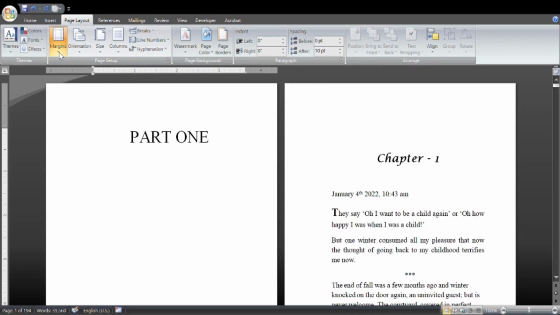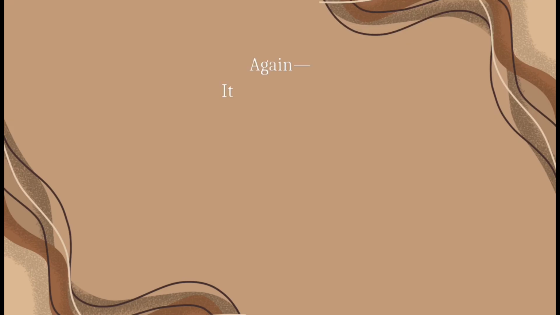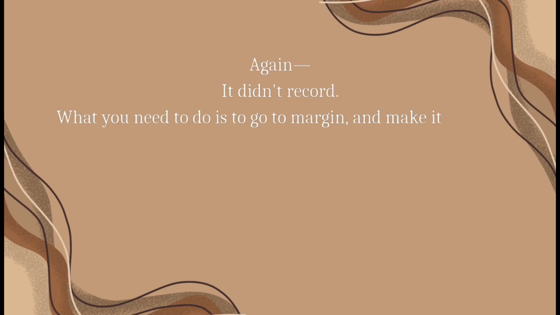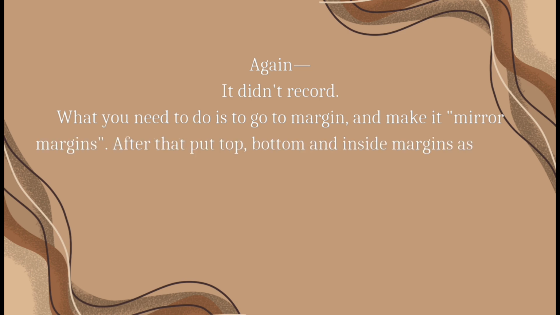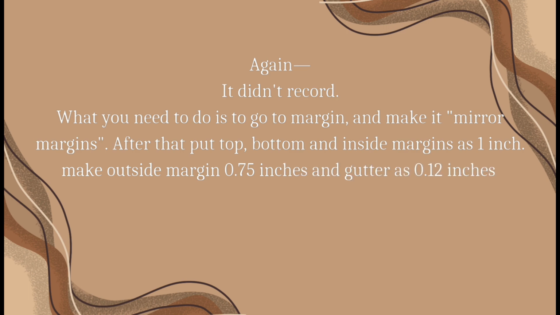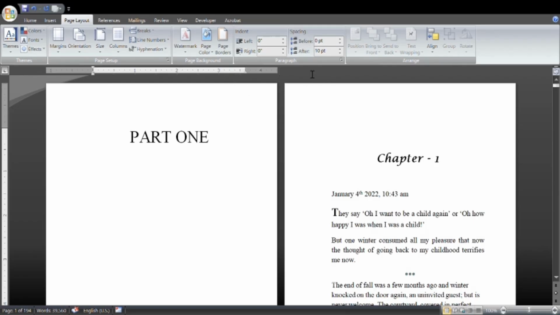The second thing you need to do is to change the margins. Again, it didn't record. What you need to do is to go to margins and make it mirror margins. After that, put top, bottom and inside margins as 1 inch. Make outside margin 0.75 inches and gutter as 0.12 inches. And again, make sure it is whole document. That's all you need for page requirements.